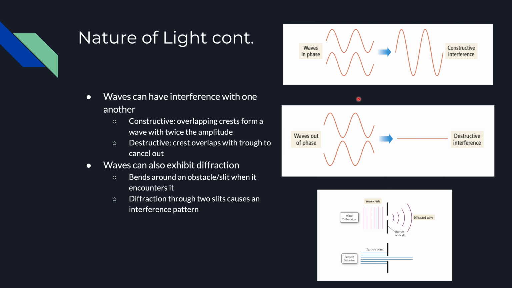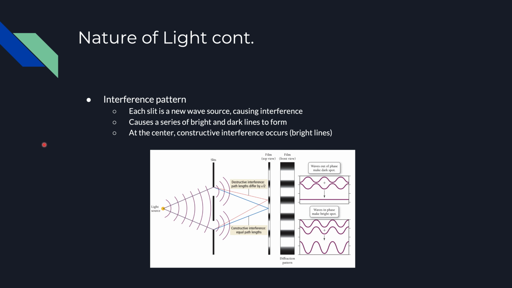And these waves can also exhibit diffraction, which is when they bend around an optical slit when they encounter it. And diffraction through two slits causes an interference pattern. As you can see, this is diffraction of the wave. And a particle does not experience the same diffraction, it just goes straight through. We'll talk about the interference pattern next.